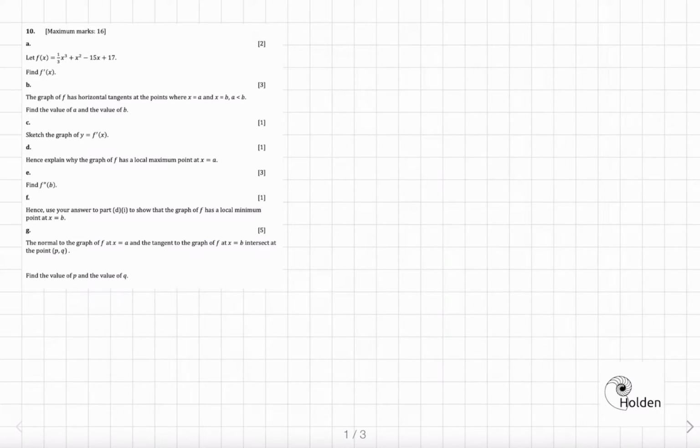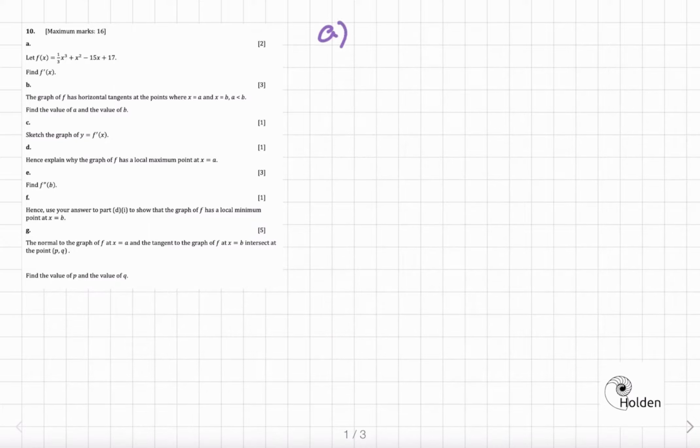Question 10, maximum 16 marks. We'll go through the question and then we'll come back to the mark scheme. Part A: we have a function f of x equals a third x cubed plus x squared minus 15x plus 17. Find f prime of x.